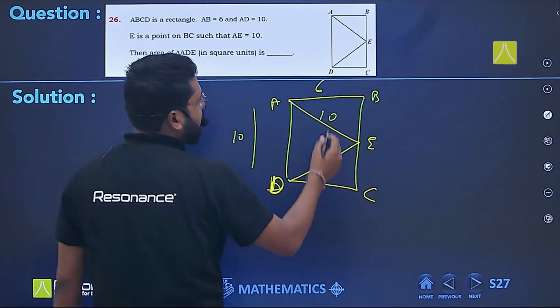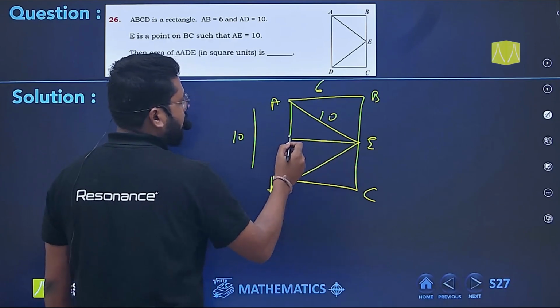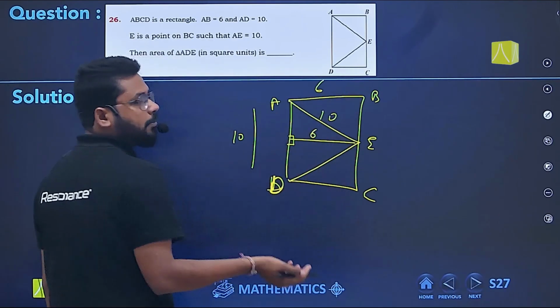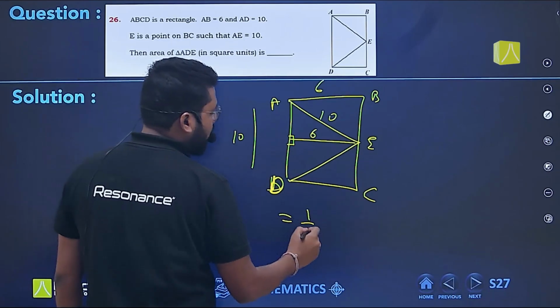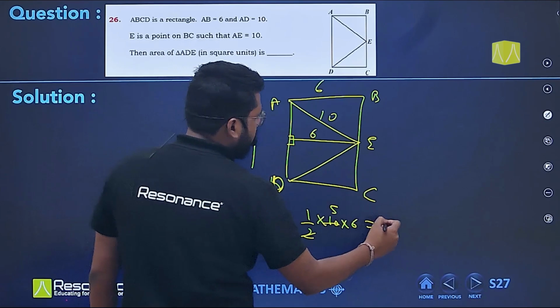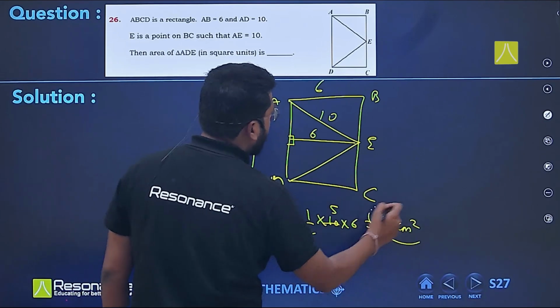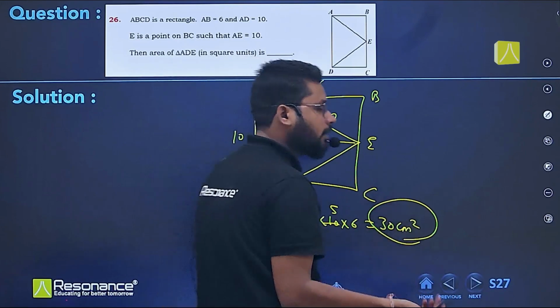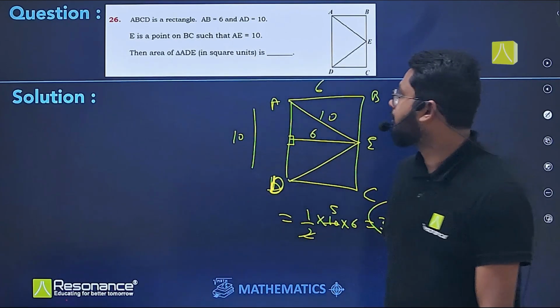By symmetry, if you draw a perpendicular here, if this is 6, this is automatically 6 by symmetry. So the area should be half into 10 into 6. So the area is 30 square units directly. So the correct answer is 30 only.